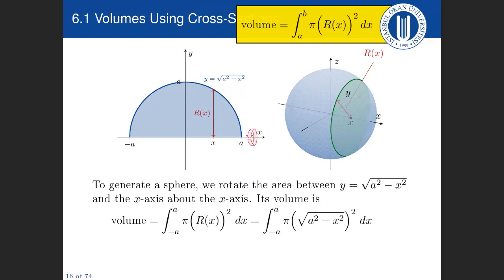The volume of the sphere is going to be the integral from minus a to a, pi r squared, or the integral from minus a to a, pi multiplied by root a squared minus x squared, all squared. And when we calculate this integral, we get 4/3 pi a cubed, which some of you will already know is the formula for the volume of a sphere of radius a.